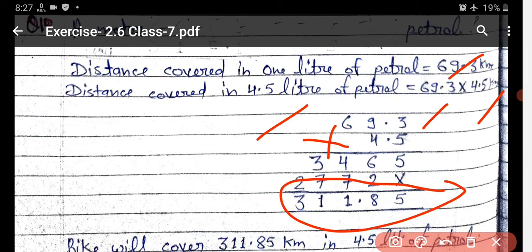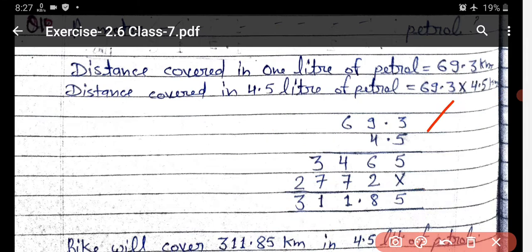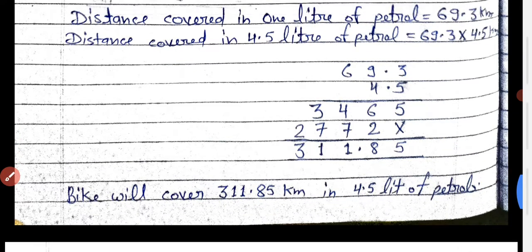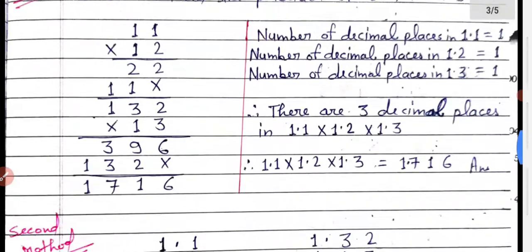Now after the decimal there is 1 digit, and after the decimal 1 digit, total 2 digits are there. So in your answer, from the back side, after 2 digits you have to put the decimal, and you will get your answer. So your answer is 311.85 kilometers. So in language you have to write here, the bike will cover 311.85 kilometers in 4.5 liters of petrol. Okay, now come to the next question.